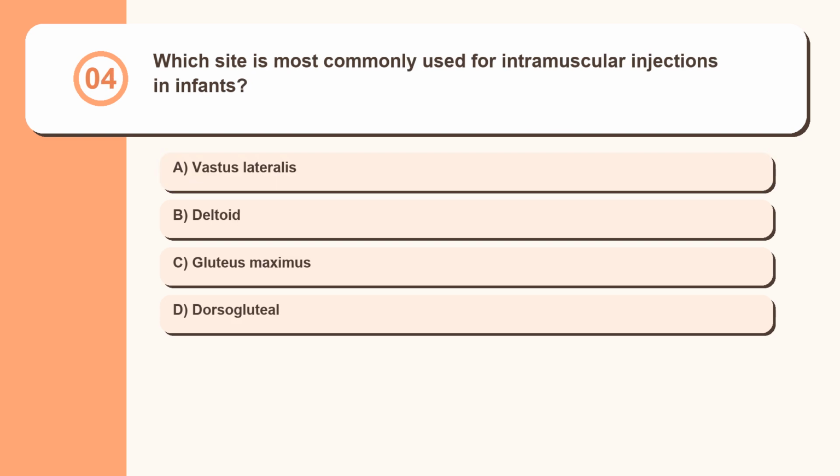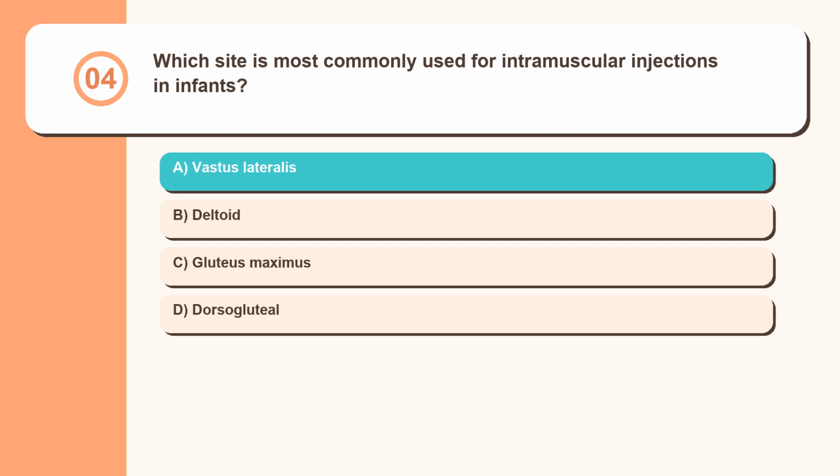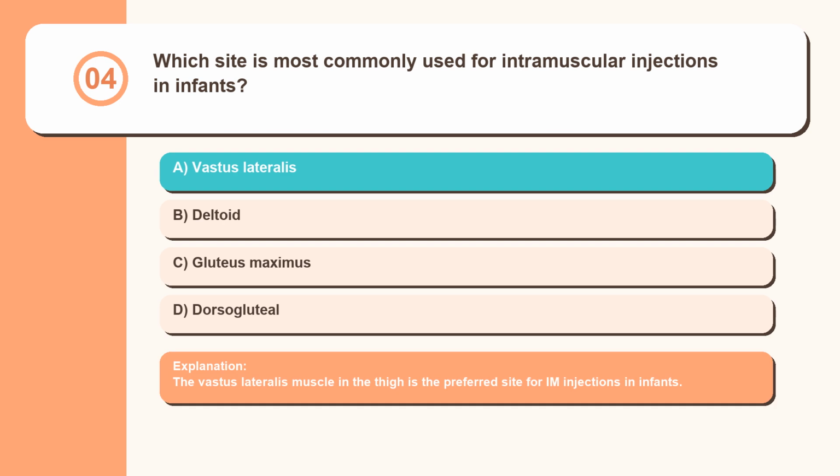Question 4. Which site is most commonly used for intramuscular injections in infants? Vastus lateralis, deltoid, gluteus maximus, dorsogluteal. The vastus lateralis muscle in the thigh is the preferred site for IM injections in infants.